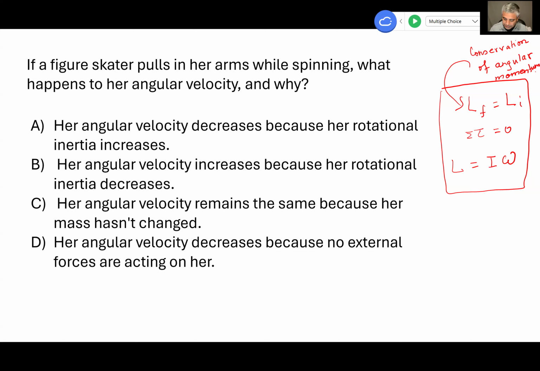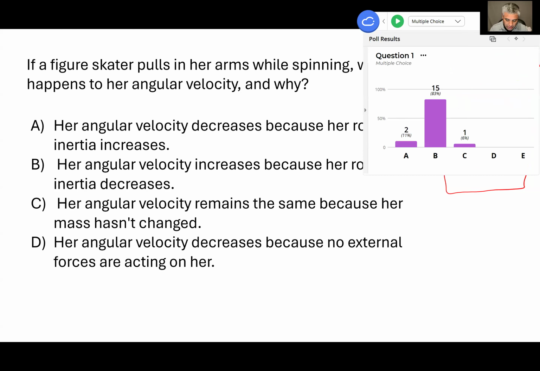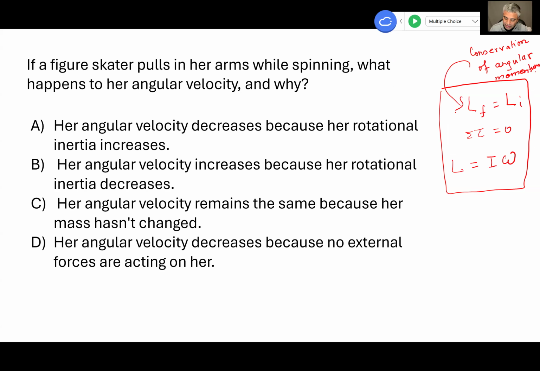Okay, let's see. How did we do? So mostly the angular velocity increases because our rotational inertia decreases, yes. So that is the correct answer. If we write that, something like rotational inertia final times angular velocity final is equal to the total initial angular momentum. So what happens to the final angular speed?